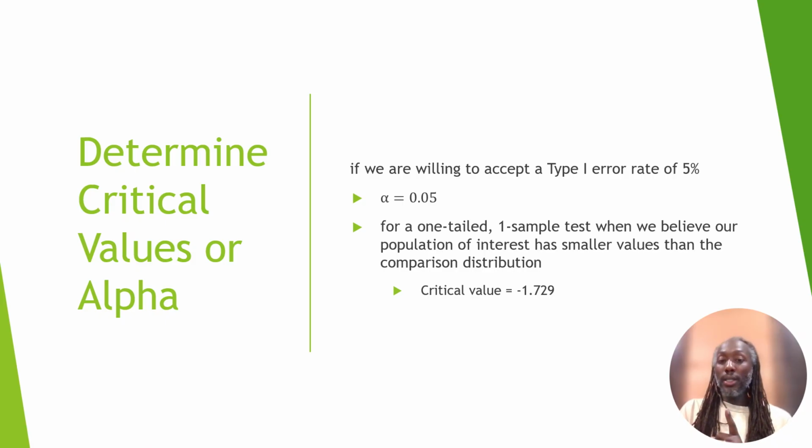But since we have a one-tailed hypothesis, all of my alpha is going to be on the left side of the distribution here, because I'm saying that my focal population has a lower mean. It'll be on the left side. If I was saying it had a higher mean, it would be on the right side, right? And my critical value, again, will be negative 1.729.